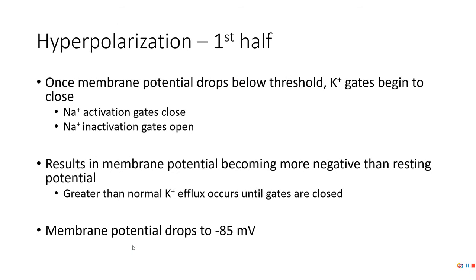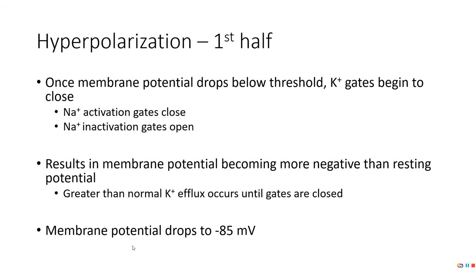This is because once we get below threshold, those potassium gates begin to close, but they close slowly. They open slowly, they close slowly, so potassium's still able to sneak out. Conversely, the sodium gates just reset. The activation gate closes quickly, the inactivation gate opens quickly, but for the most part, nothing's happening with those gates. As a result of these potassium gates closing slowly, our membrane potential gets more negative than normal, all the way down to negative 85. Remember, resting potential is at negative 70.